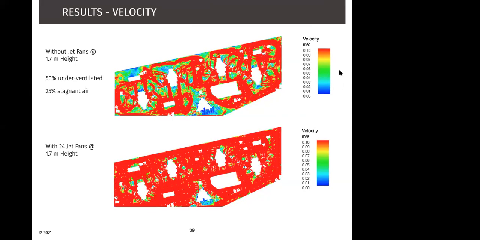Now, like I said, if you're studying stagnation of air, you can reduce the scale to 0.1 meters per second. So anything under 0.05 meters per second is what we would consider as underventilated, and anything at 0 is what we would consider as stagnant. So in this case, if you look at the image without jet fans, we can see that 50% of the basement is underventilated and 25% has stagnant air, which has been now reduced with the 24 jet fans.